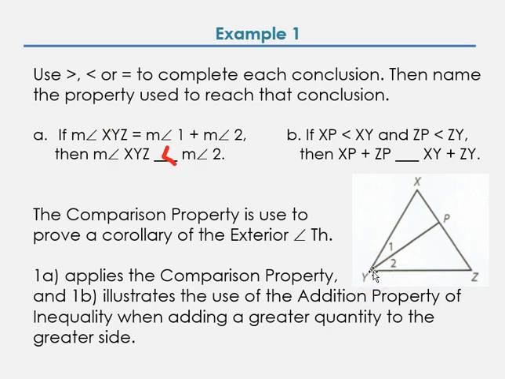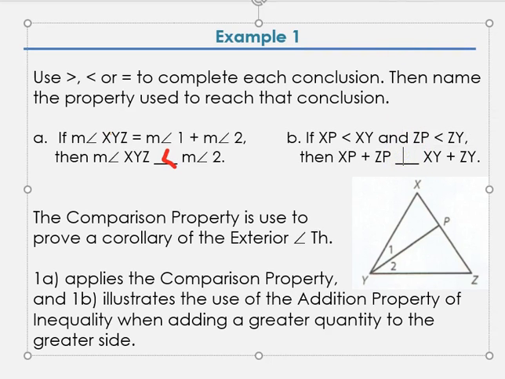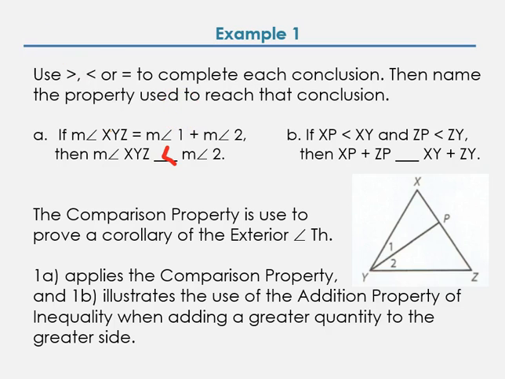This is also comparing, but we're actually using the addition property of inequality to do the comparison. So in this one, we know that these are smaller pieces added together compared to larger pieces added together. So obviously, XP plus ZP will be less than XY plus ZY.